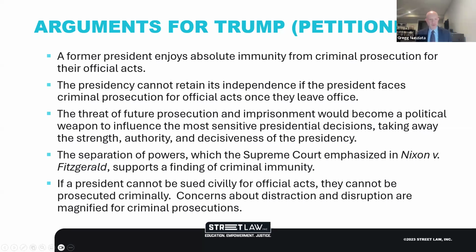Thank you. Yeah, I'll try to be quick, and we can come back to aspects of this that people might find interesting later. But the core of the Trump argument is that a vigorous and independent president is essential to the operation of our Constitution.